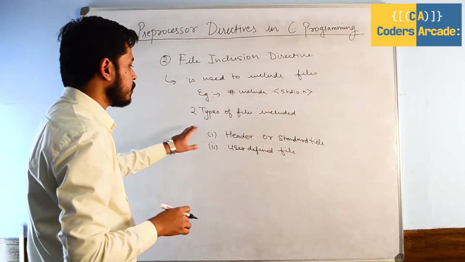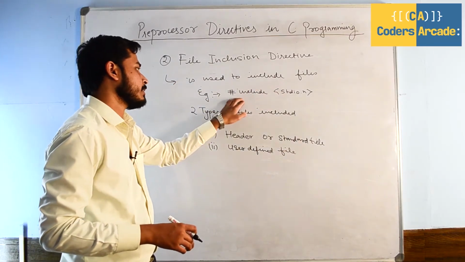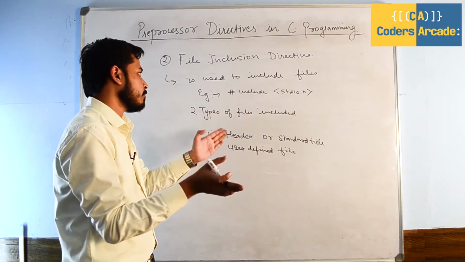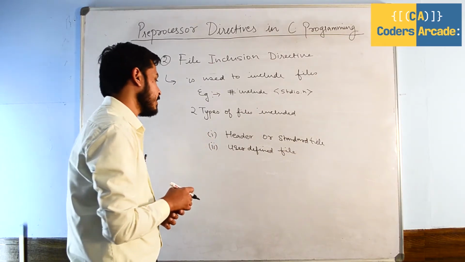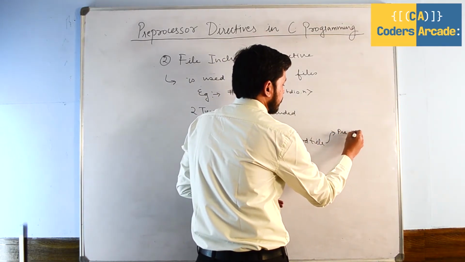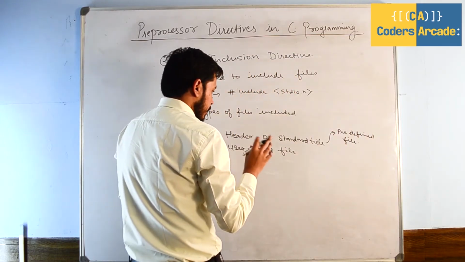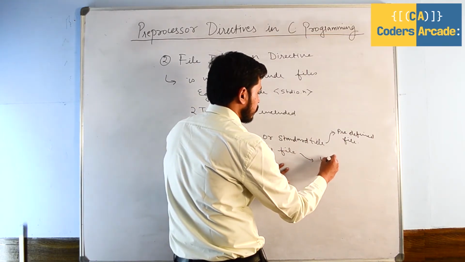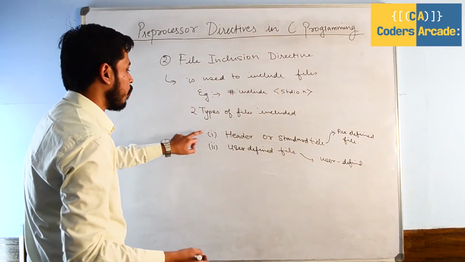So let us discuss these two again. This file inclusion directive is used to include files. For example, #include, we are including this stdio.h. Now there are two types of files that can be included using this file inclusion directive, and the first one is the header or the standard file. Now this header or the standard file are the predefined files. What do we mean by predefined files? I'll tell you, but the second one is the user defined file. User defined files means it is user defined.